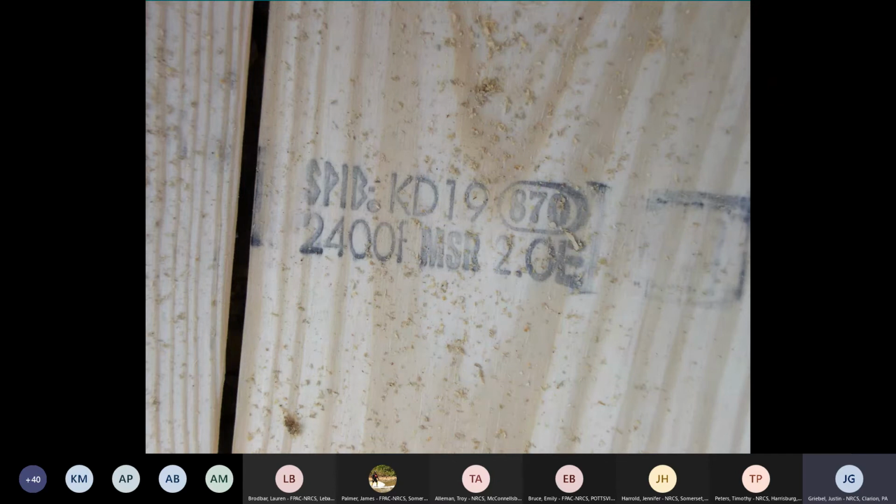Here, this is a post we're looking at. That's a southern yellow pine. It's Southern Pine Inspection Bureau. It's kiln dried to 19% moisture. 870, that would be the plant where the lumber is manufactured. And the 2400F, that's mechanically stress rated lumber. It's a 2.0 E value.